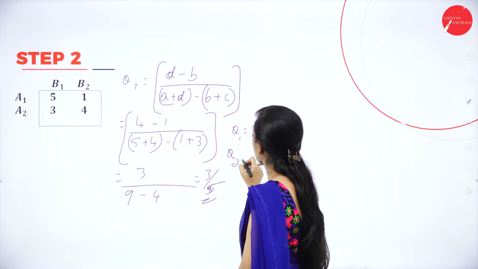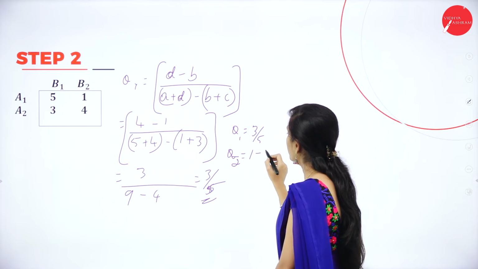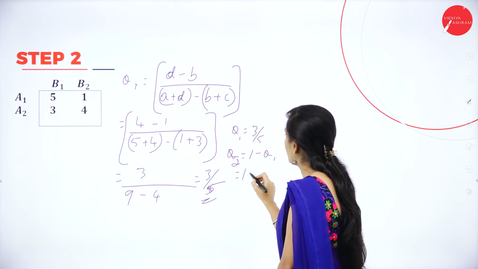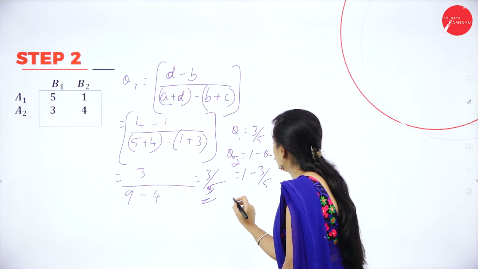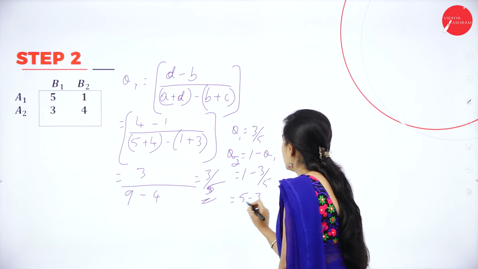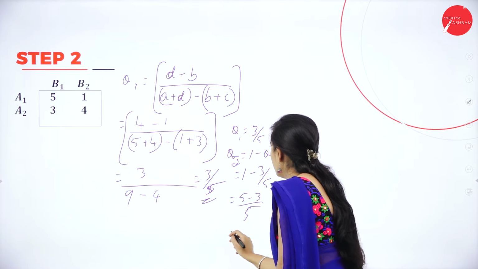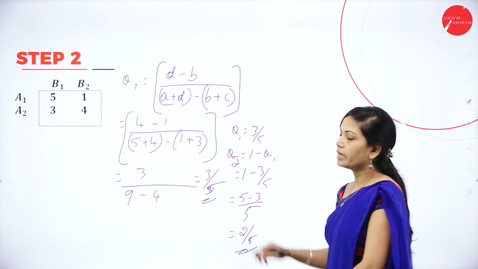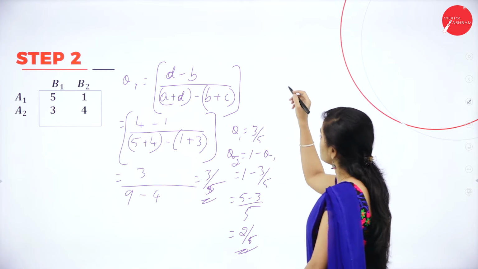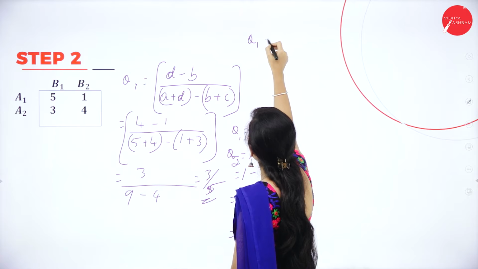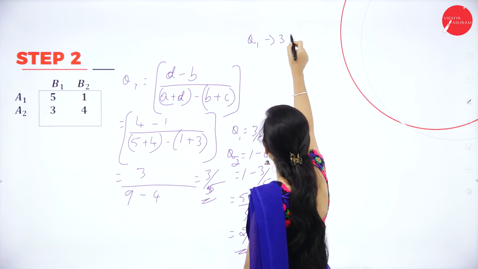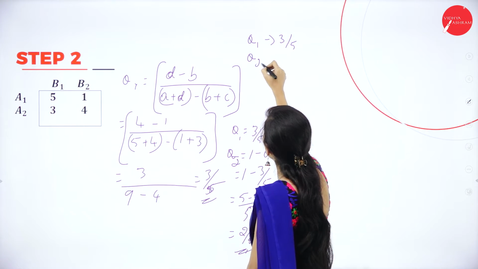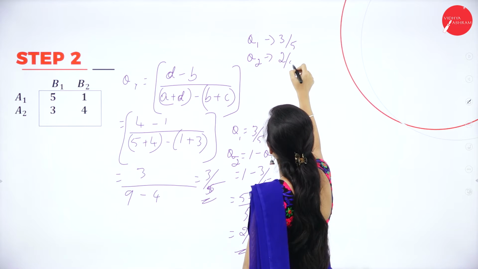What is Q2? Q2 is equal to 1 minus Q1. 1 minus 3 by 5. It is 5 minus 3 by 5. It is 2 by 5. So 2 by 5 is Q2 and Q1 is 3 by 5. So now Q1 is 3 by 5. Q2 is 2 by 5.